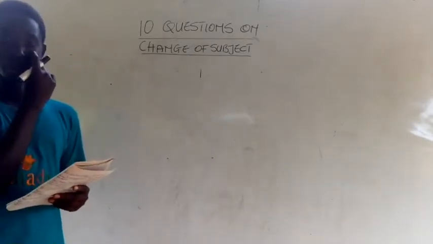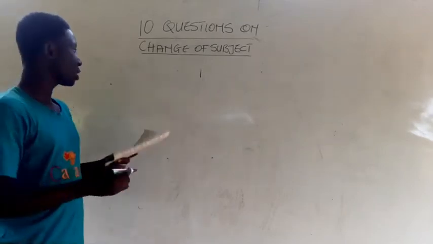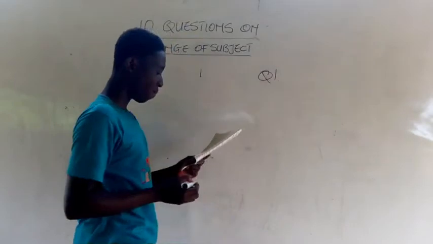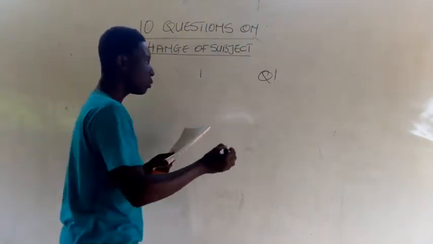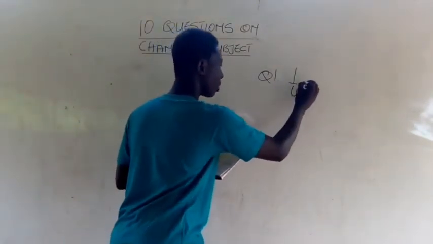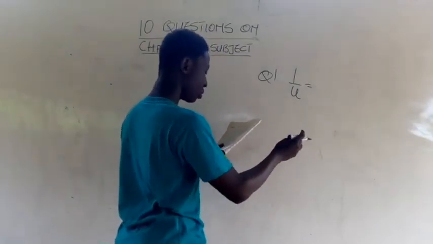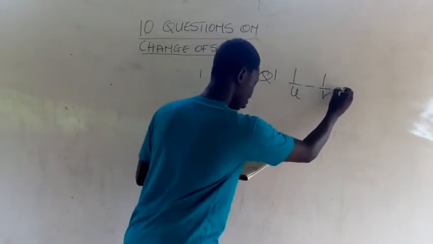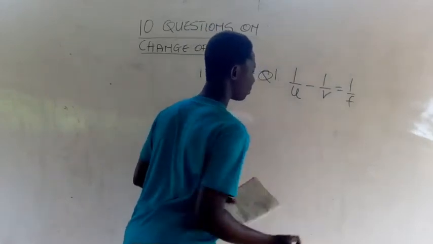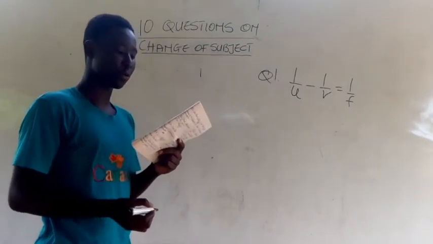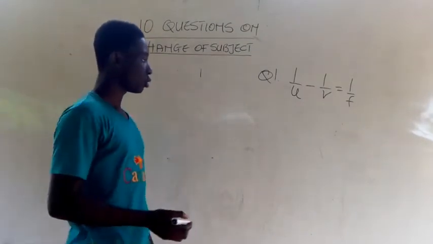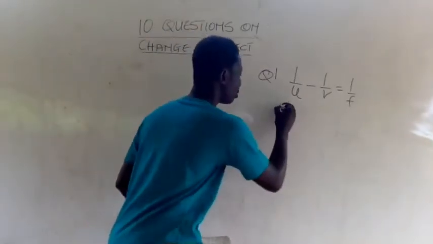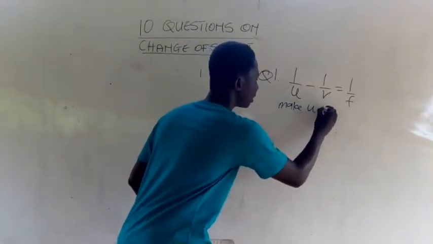Now let's start with the questions. So question one, let me start from this side. Question one, we're having 1 over u minus 1 over v is equal to 1 over f. So we should find u in terms of f and v. So we are just simply saying that we should find or make u the subject. So we have to make u the subject.